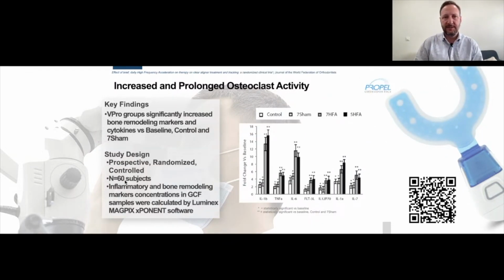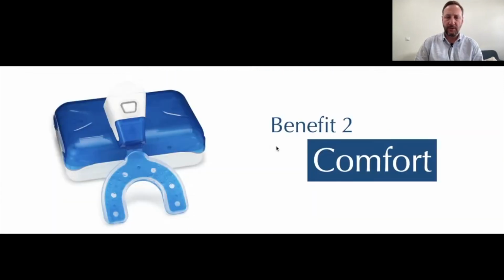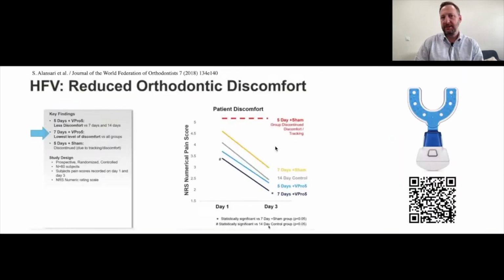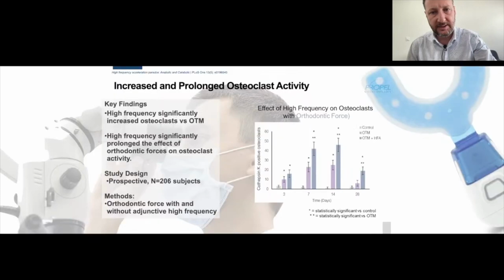In this other study with 60 subjects, it was possible to keep the presence of these cytokines, these inflammatory cells, in a much higher volume in the sample that used high frequency vibration and changed aligners in 7 days, and the sample that changed in 5 days with high frequency vibration, the black and gray here. So by doing this, we can actually change aligners faster. And also we can reduce the discomfort.